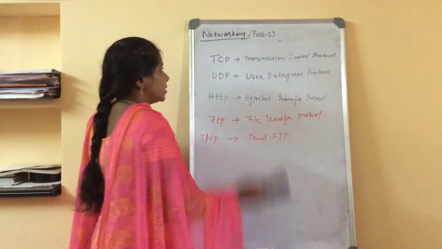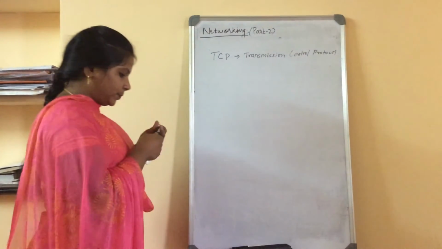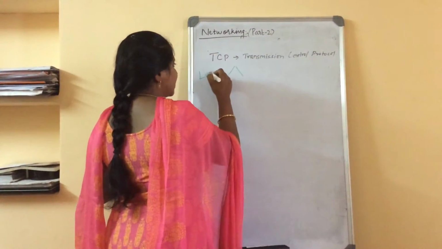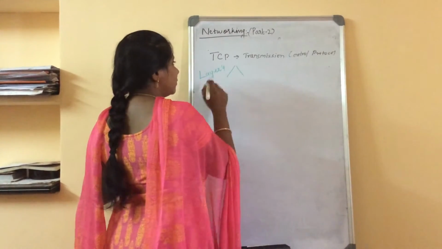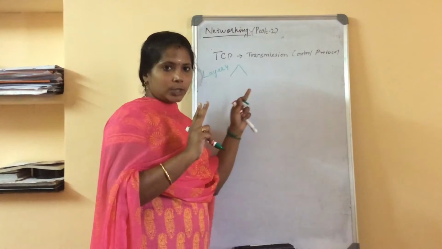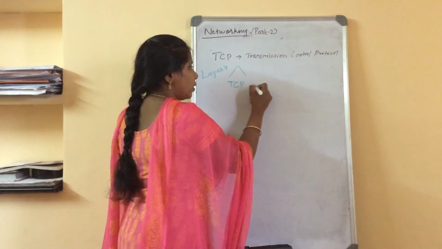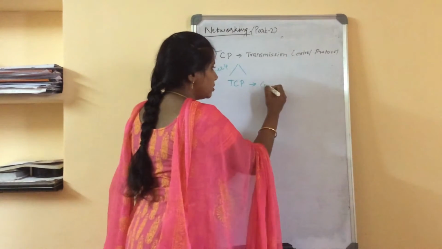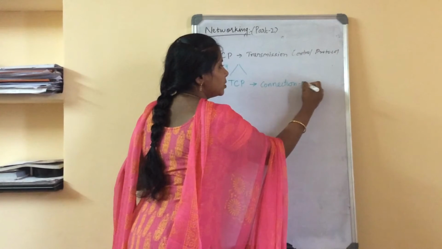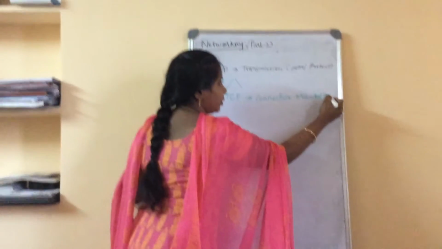Okay. First one is TCP. I already told you, in layer 4, that is the transport layer, we have two protocols, that is TCP and UDP. TCP is also called a connection oriented protocol.